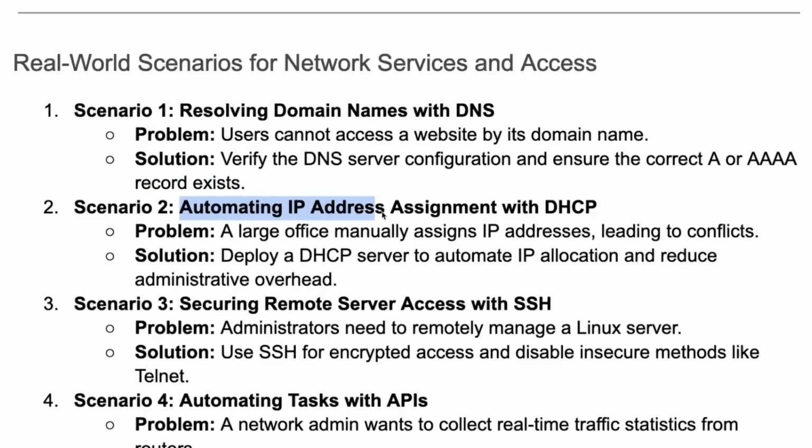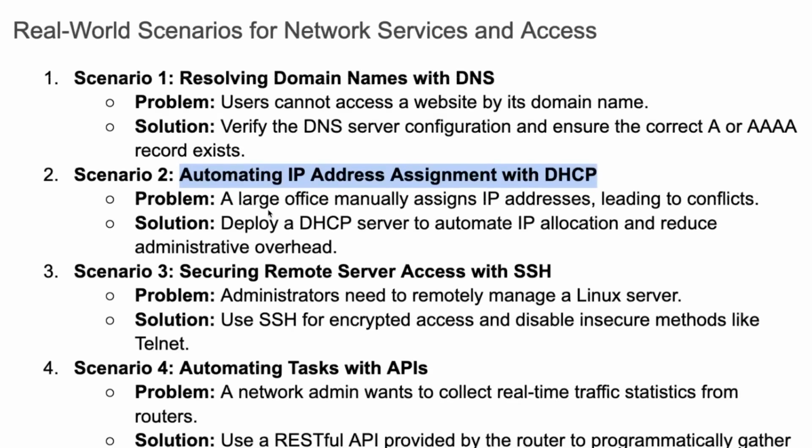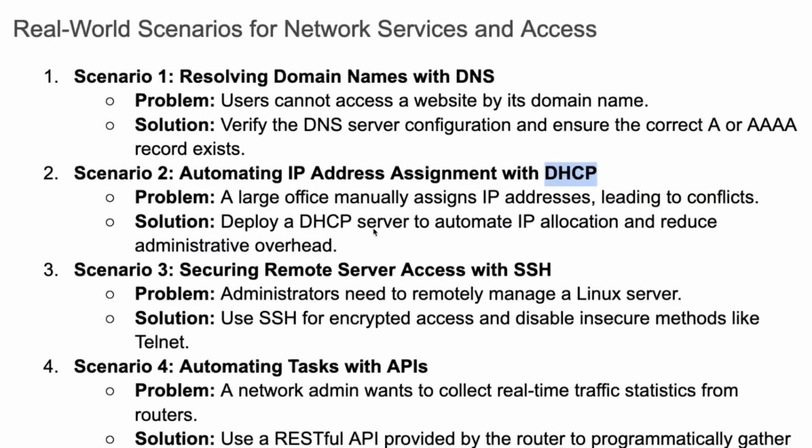Scenario 2 would be automating IP address assignment with Dynamic Host Configuration Protocol. The problem here is that a large office manually assigns its IP addresses, which leads to conflicts because, I don't know, lack of organization, or you don't realize which one you have assigned, whatever. So deploying DHCP to automate those IP allocations reduces the administrative overhead, and it makes sure that there are no conflicts, because DHCP is much better at keeping track of what has been assigned and what is available.